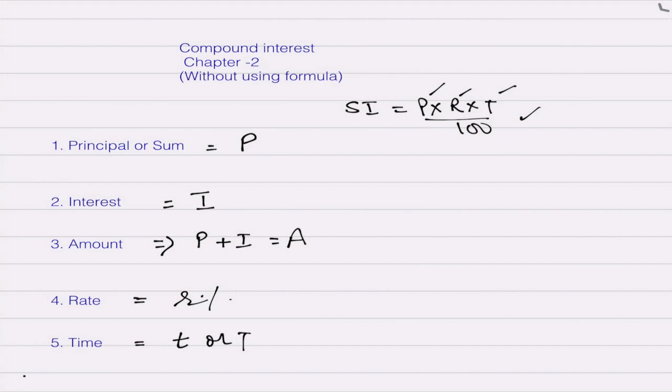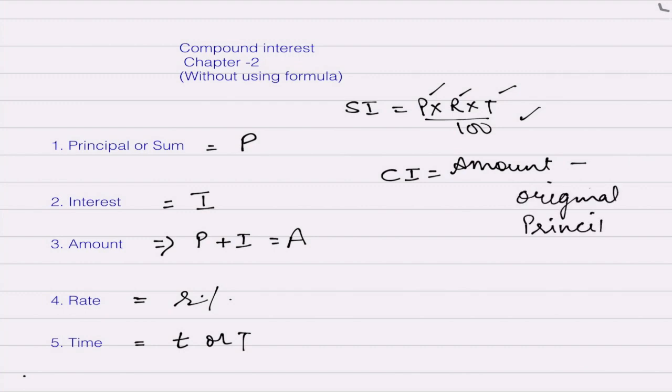So the difference between the amount and the money borrowed is called the compound interest. So the compound interest formula is the amount of the final year minus the original principal. Original principal means the principal that the person has borrowed in the beginning. This concept will be clear when we do the question, children.